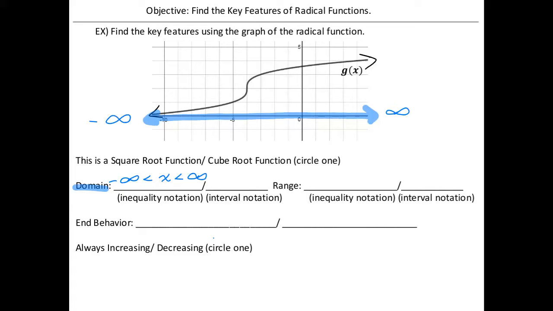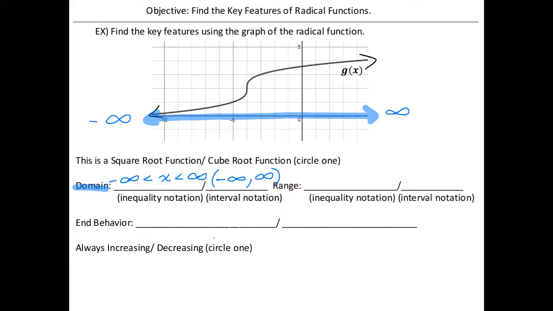And interval notation is with the parentheses and brackets. The far left is negative infinity, but we can never reach infinity, so we put a parenthesis, comma. All the way to the far right is the positive infinity. We can't reach it, so we put a parenthesis. Okay? And then for the range are the y values.